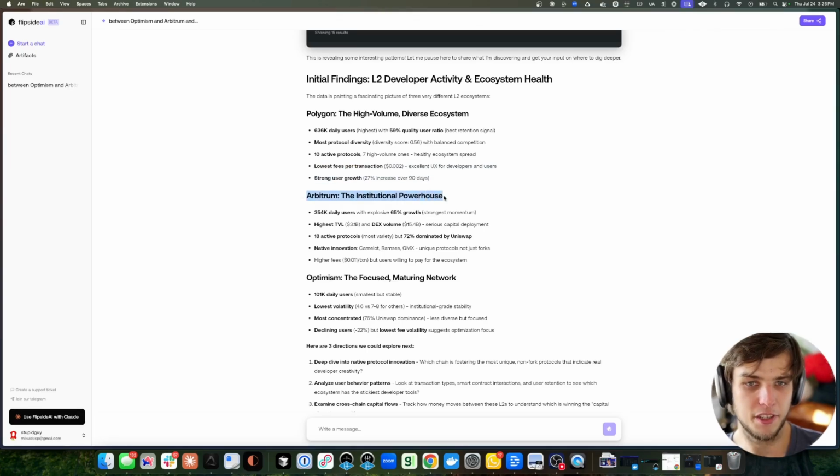Arbitrum, institutional powerhouse. Okay, we got higher fees for a transaction. That's one of the first things I noticed. 1.1 cents, but users willing to pay. I wonder if the fact that it's institutional, it's mentioning here, and they're willing to pay, is a good sign of strength. So it has around half-ish daily users, with explosive 65% growth, strongest momentum.